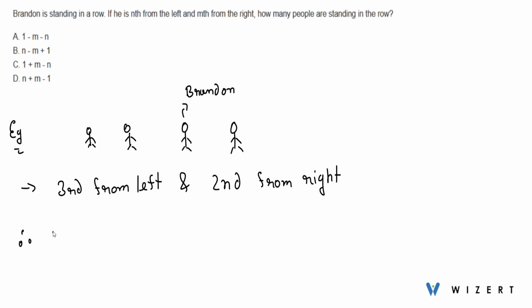Therefore we can say that total number of persons equals 3 plus 2, which is equals 5, and 5 minus 1. Now from the above case we have inferred that 3 is synonymous to n, so let's write n over here. 2 is synonymous to m, so let's write m over here, and then we have minus 1, which is a constant. So total number of persons will be n plus m minus 1.